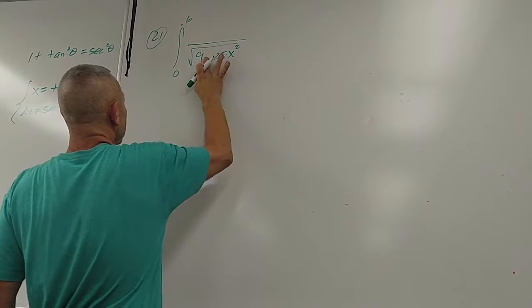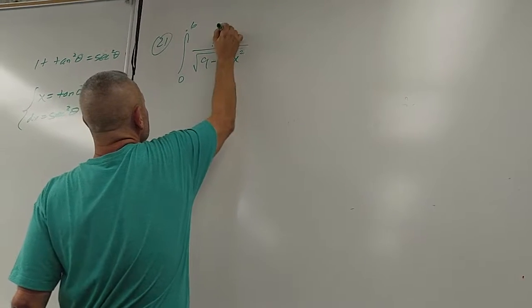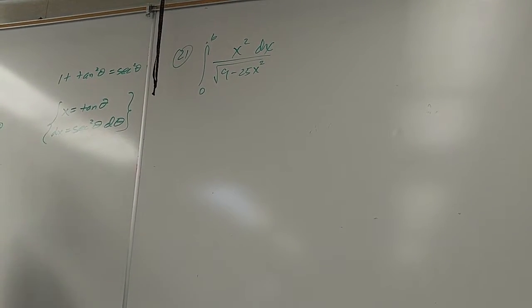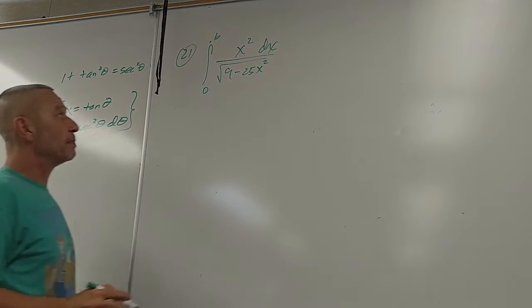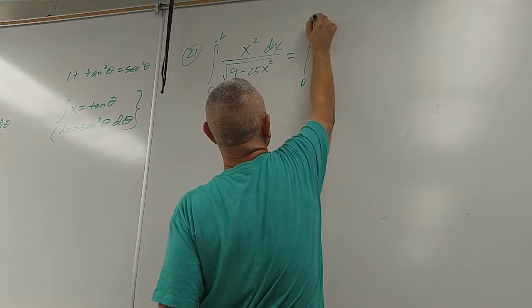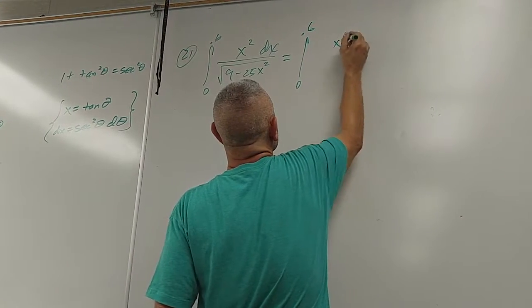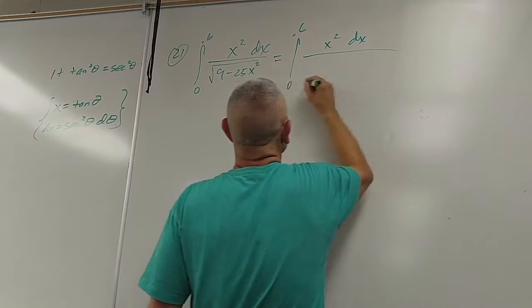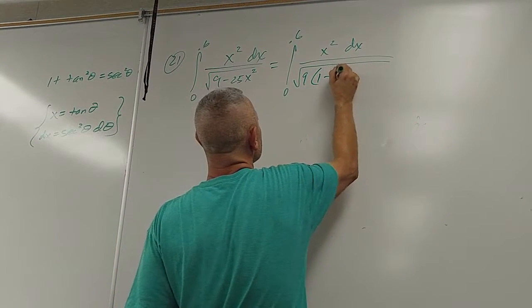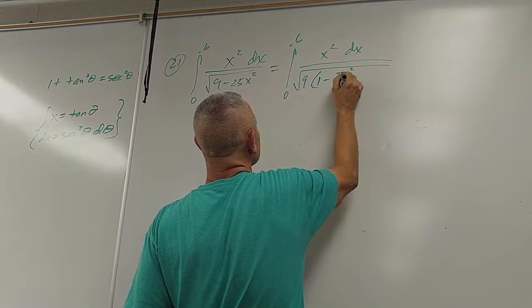And what's in the numerator? Just an x squared? Yep. So we'd like that 9 to be a 1. Let's make it a 1. How do I force that 9? Factor it out. Factor out a 9 under the radical, right? So now it's 1 minus 25x squared over 9.